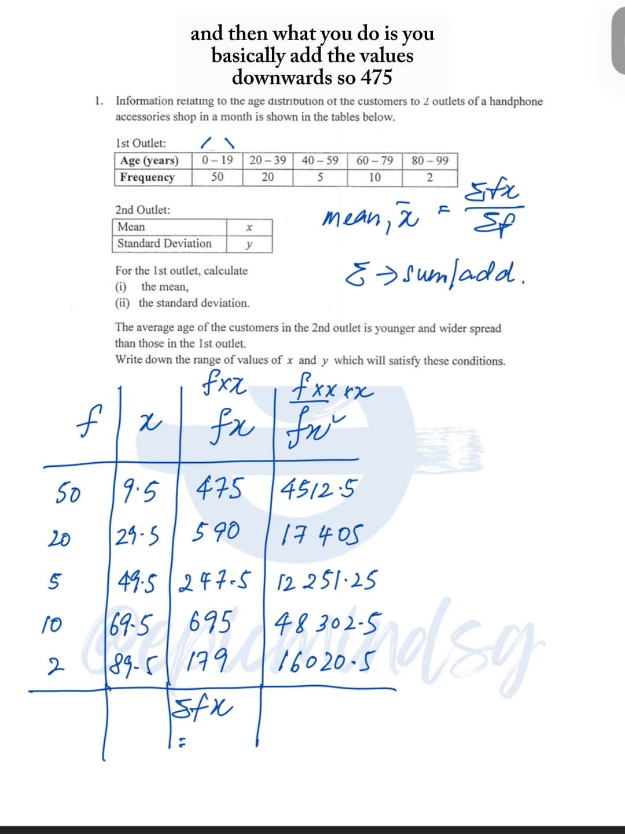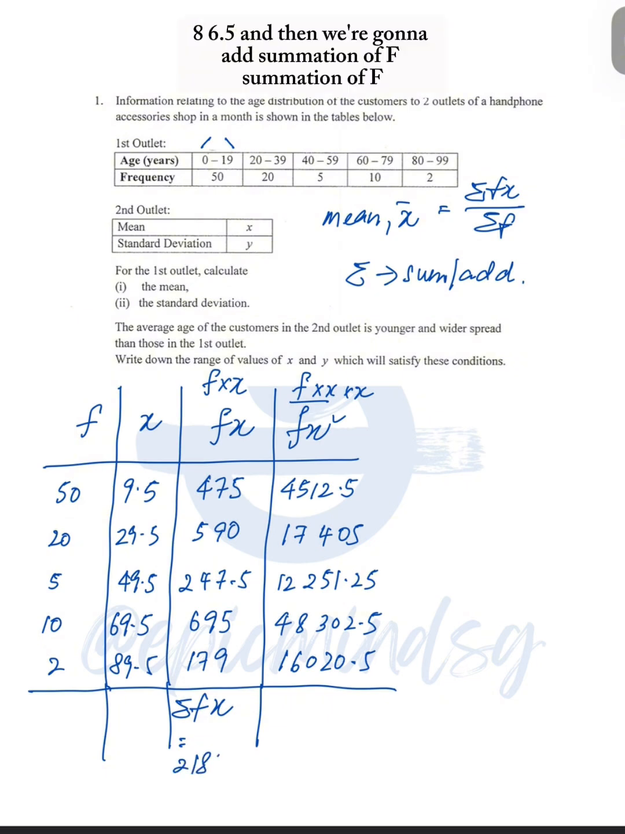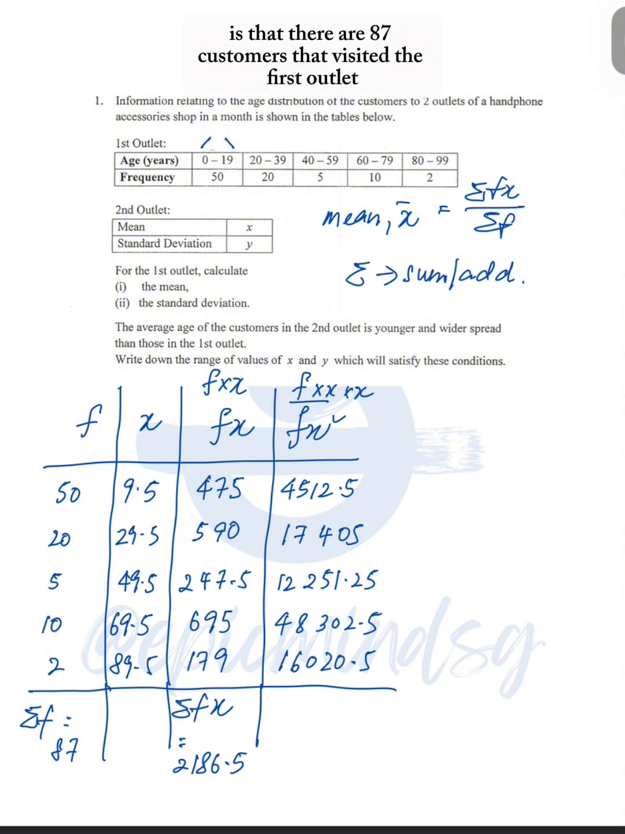So 475 plus 590 plus 247.5 plus 695 plus 179. And that would give us 2186.5. And then we're going to add summation of f. Summation of f is not given to us in the question, so we've got to find it as well. 50, 20, 5, 10, and 2. And that's 87 customers. So what that means is that there are 87 customers that visited the first outlet.